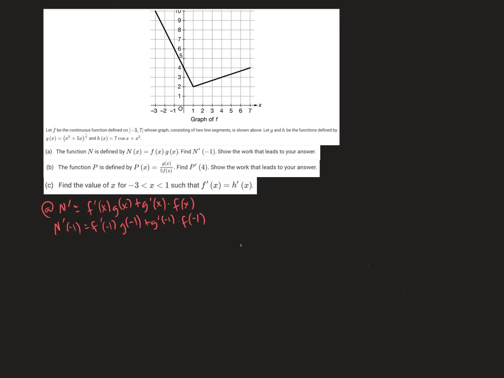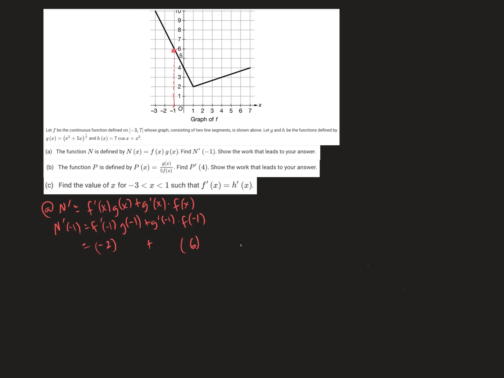Now, when you look at this, f is given by the graph, right? So f prime of negative 1 would mean the slope of the curve at negative 1. Well, x is negative 1, it's right here. And it looks like the slope of that line segment there is negative 2. So f prime of negative 1 is negative 2. f of negative 1 is the y value of f, so that would be 6.